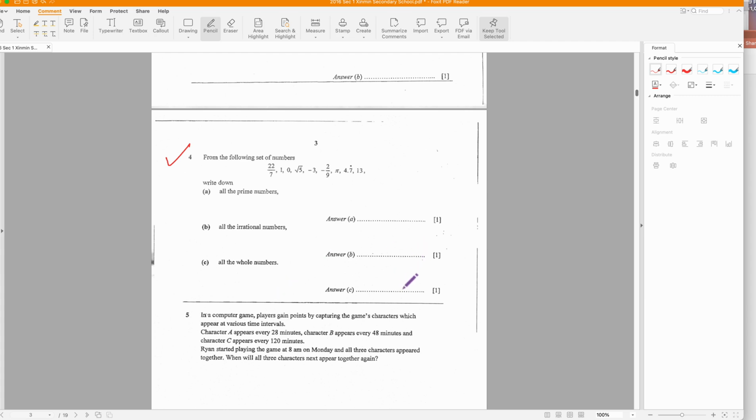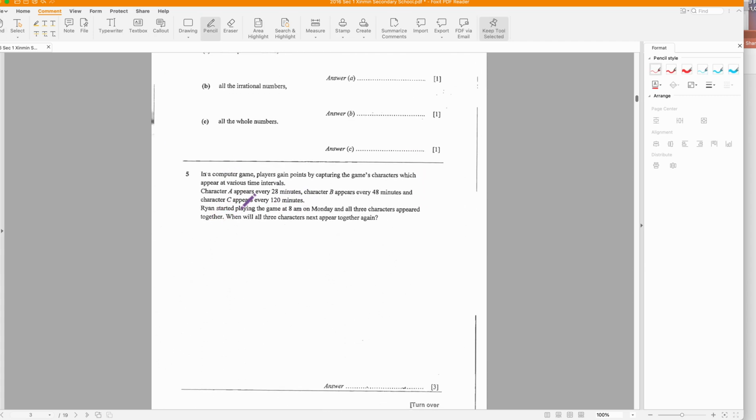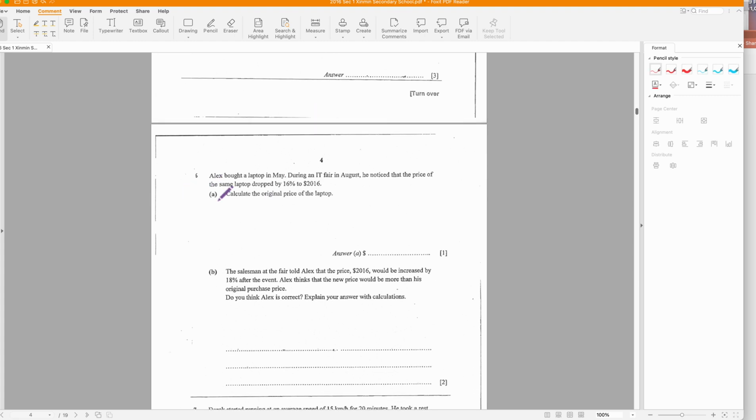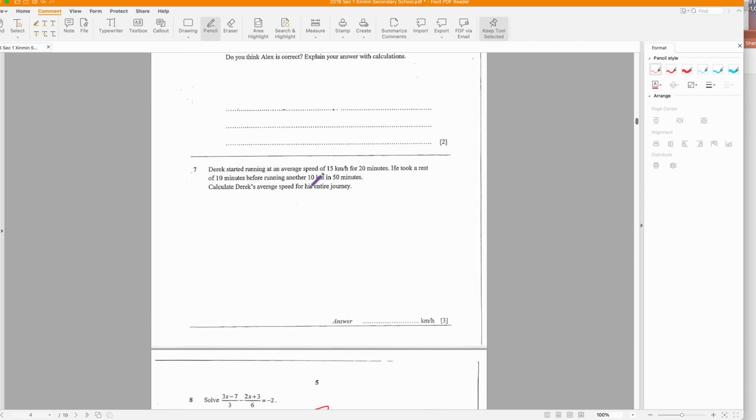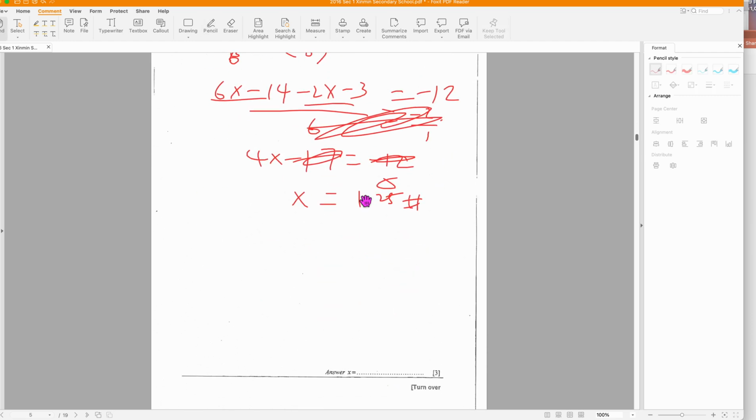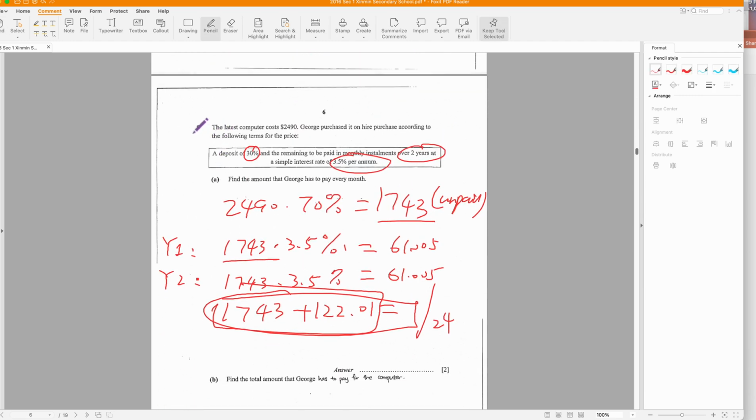Then for this one, let's say a computer game where something appears every minute, this ratio, don't know. Once you have done all this marking, let's say this percentage, can do. This one, the speed, can do. Then this one can do. This one, totally forget. And higher purchase, don't know.